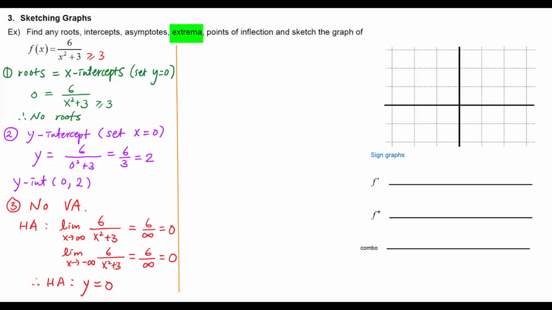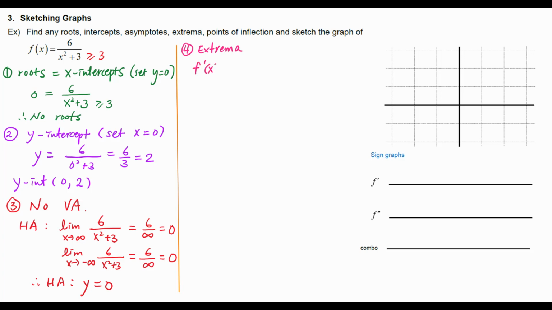Next, it's asking you to find the extrema and points of inflection, and then we're going to use all the information we gathered so far, and we're going to sketch the graph on the right hand side. So now let's go ahead and find extrema. We have learned that extrema occur on critical points only. So let's first find the critical point.